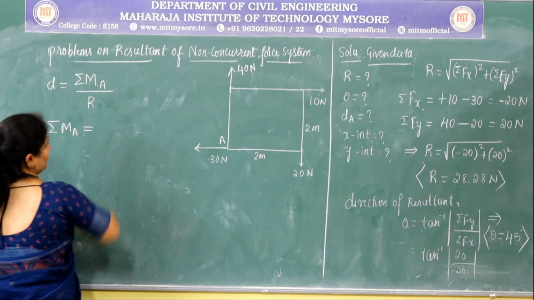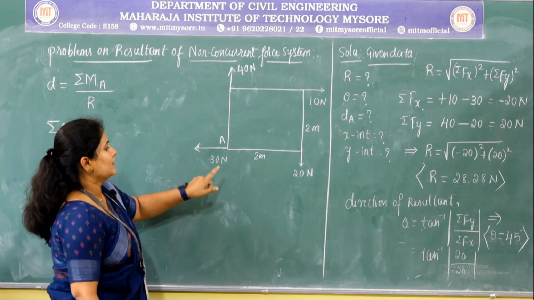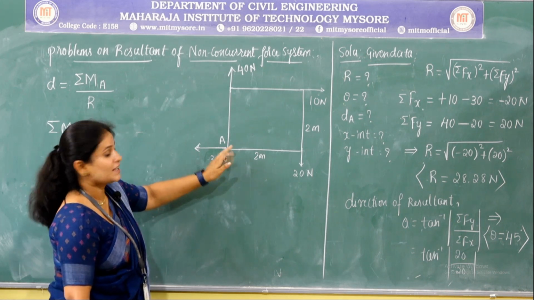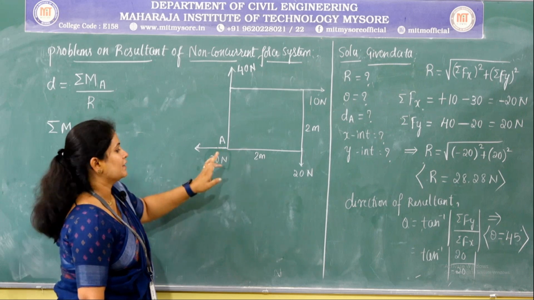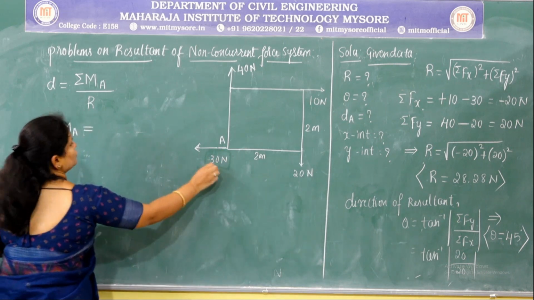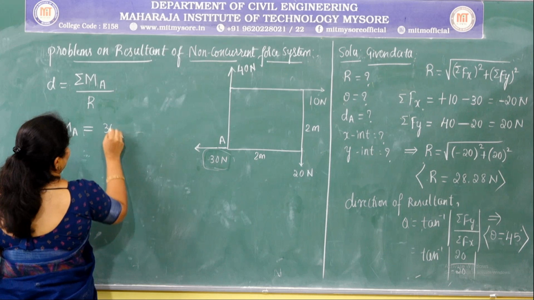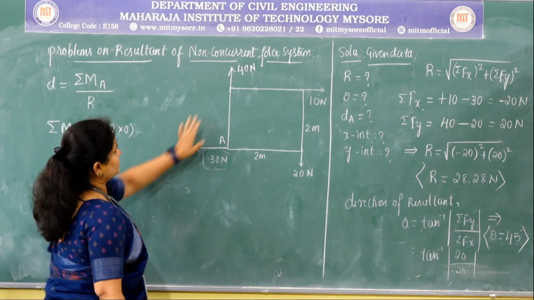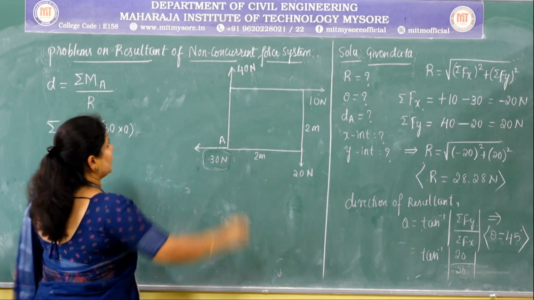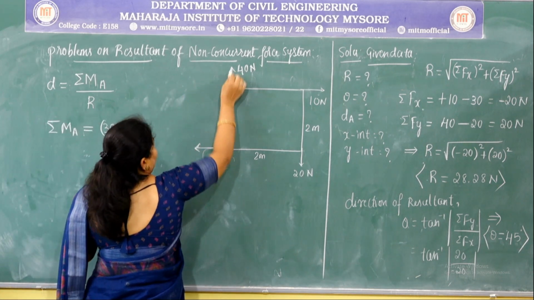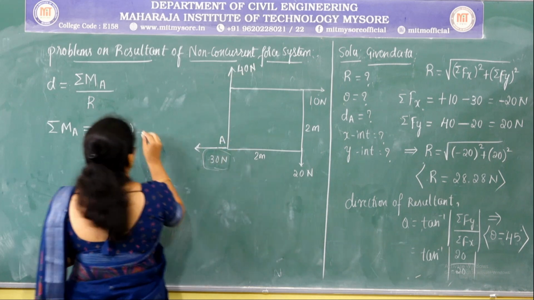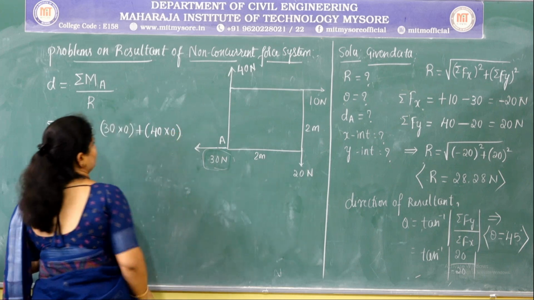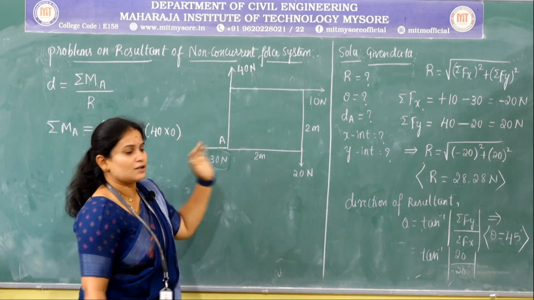So, now at point A there is a 30 Newton force. The line of action of the force and the point are in the same line. So, the moment produced by this 30 Newton force is directly 0. Now consider the 40 Newton force. Again the line of action of the force and the point are in the same line. So, the moment produced by this 40 Newton force about point A is 0.